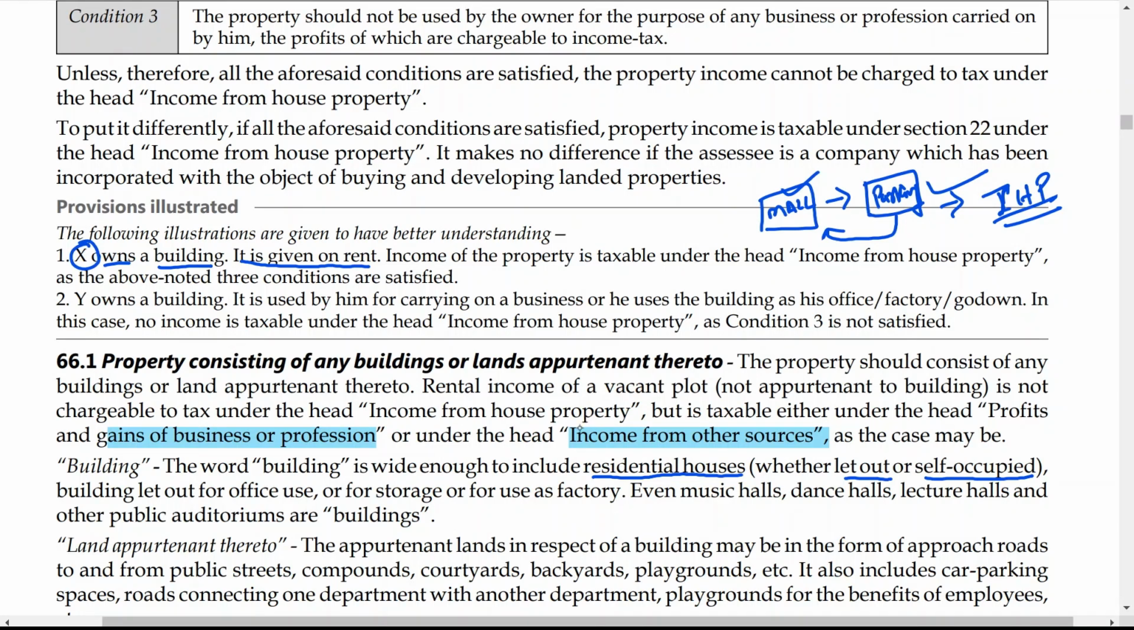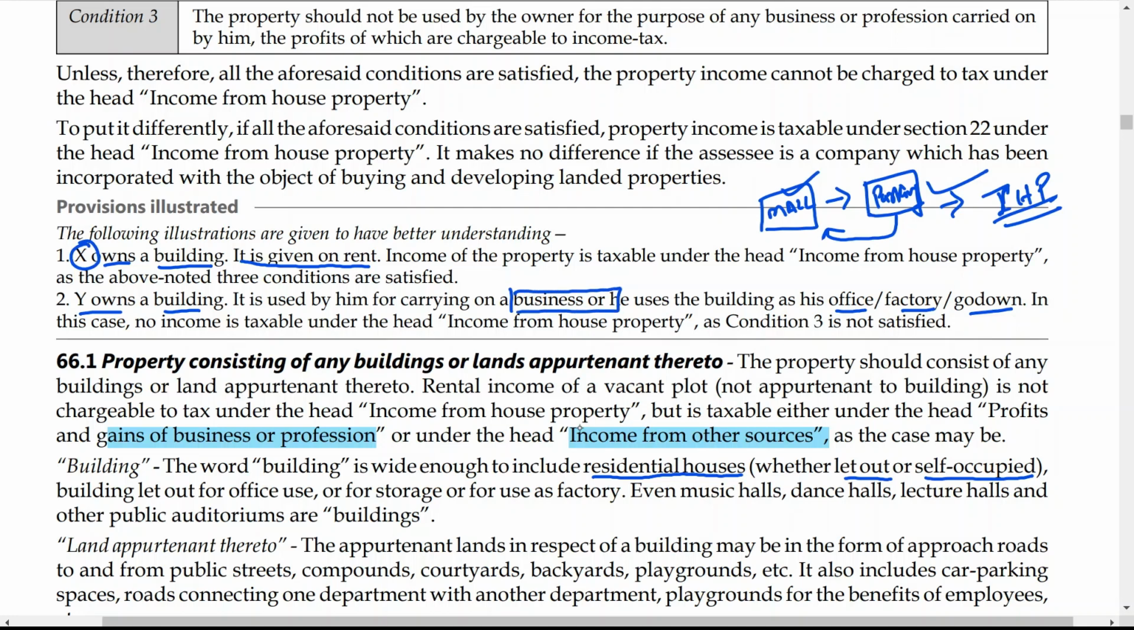Now, Y owns a building. So Y is the owner of the building, and two conditions are already satisfied: the property should consist of building and land appertaining thereto, and the assessee should be the owner of the property. It is used by him for carrying on a business, or he uses the building as his office, factory, or godown. Means now he is using that property for business purpose.